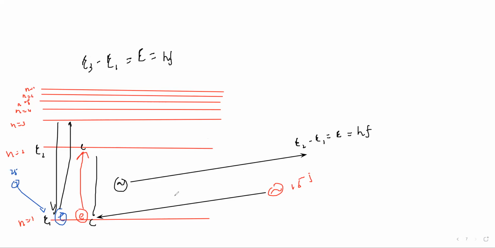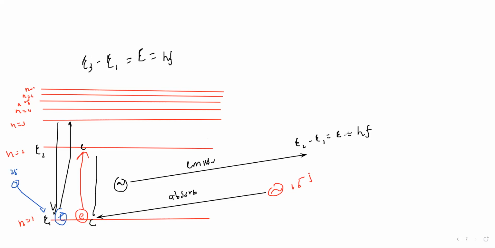When it is absorbing energy, we call it absorption line spectrum, and when it releases energy, we call that emission line spectrum. So line spectrums are of both types. One is emission, the other one is absorption.